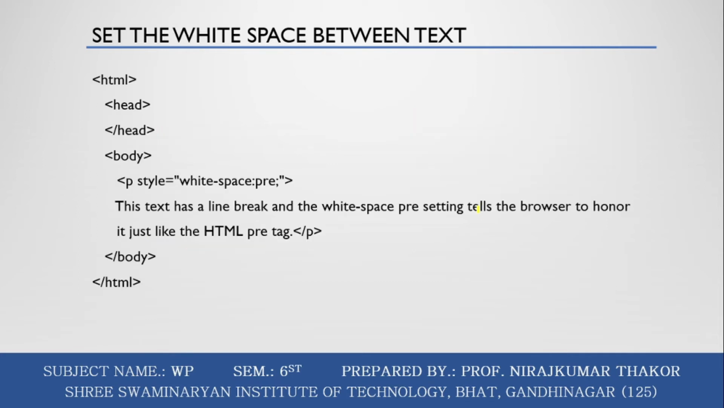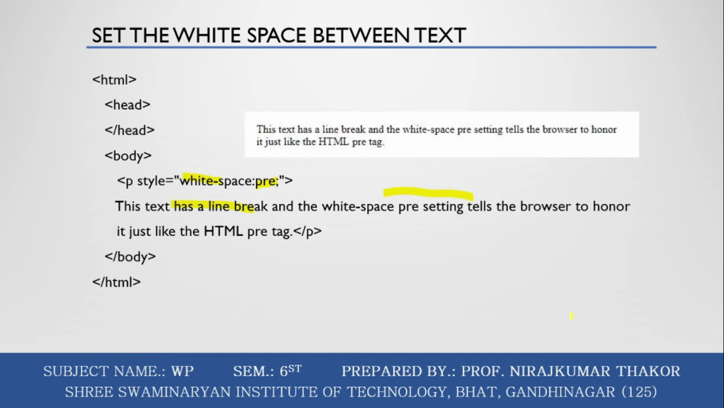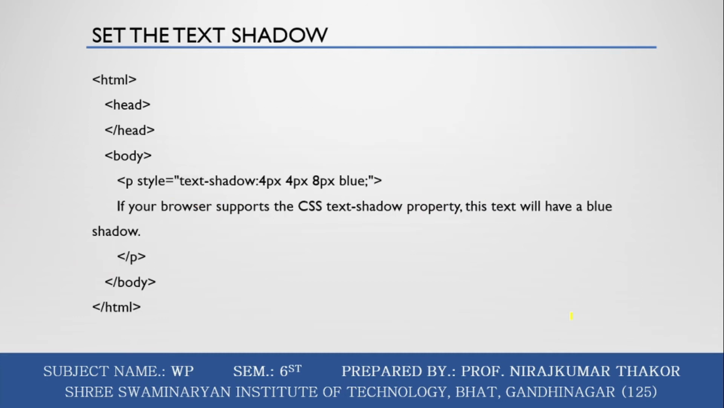Now the white space between the text. White space: pre. This text has a line break and the white-space pre setting tells the browser to honor it. This is the output of white space between text. The possible values are normal, pre, and nowrap.